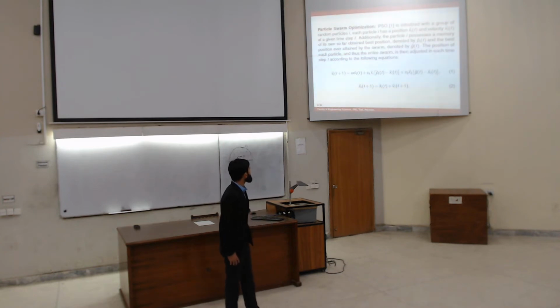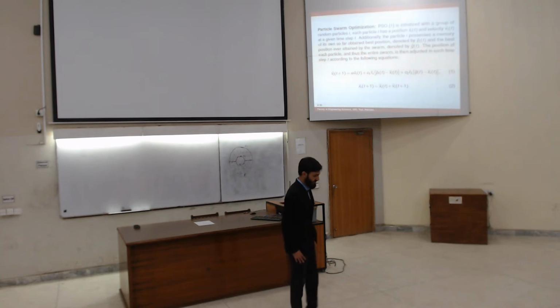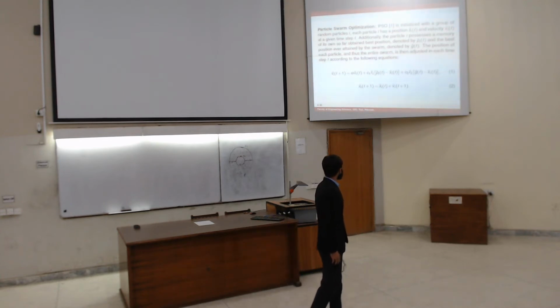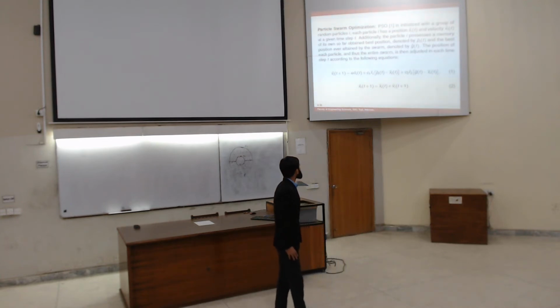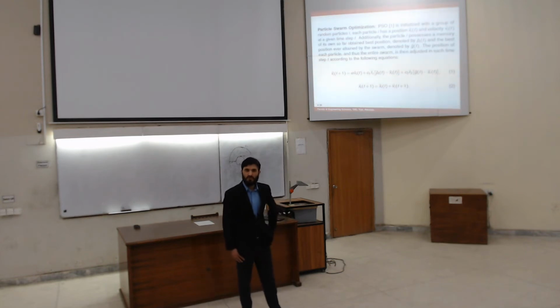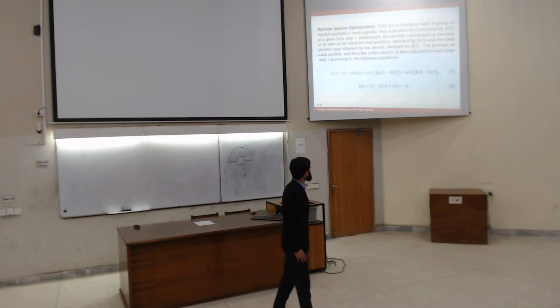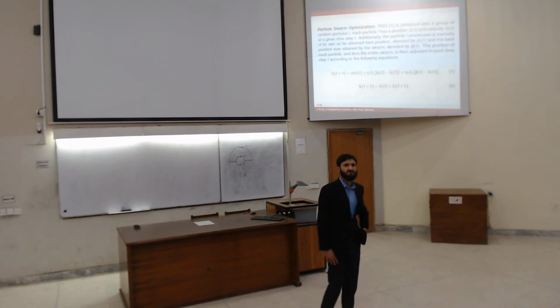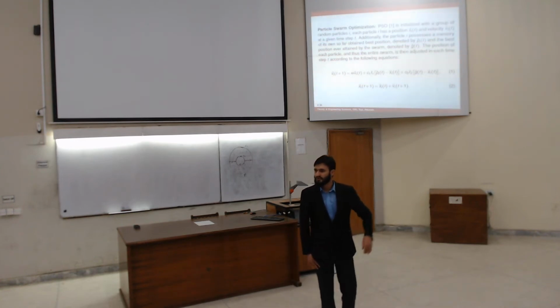In equation 1, there are some parameters like omega. Omega is the inertia term. C1, C2 are the accelerating terms, global and personal. And R1 and R2 are random terms which lie between 0 and 1 inclusive.